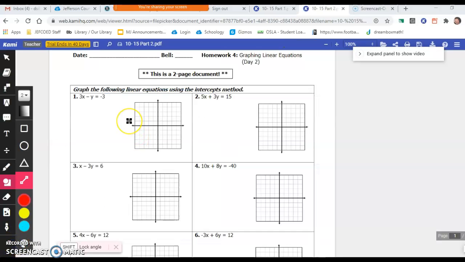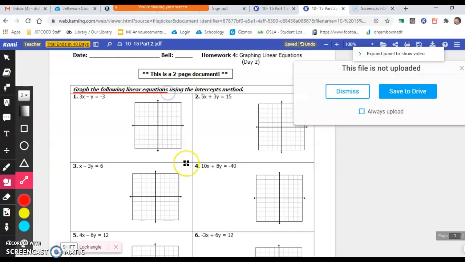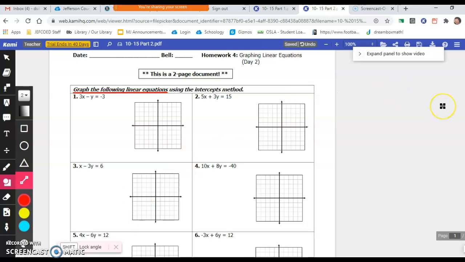All right, now looking at part 2, guys. We finished up with the vertical and the horizontal lines. Now we're just going to do some graphing. Okay, what you guys are going to do on your own. 1, you're going to graph the following linear equations. That's all I want for you to do.